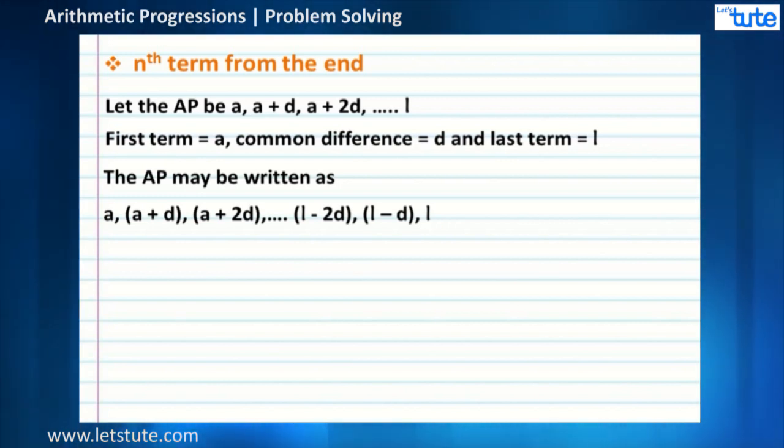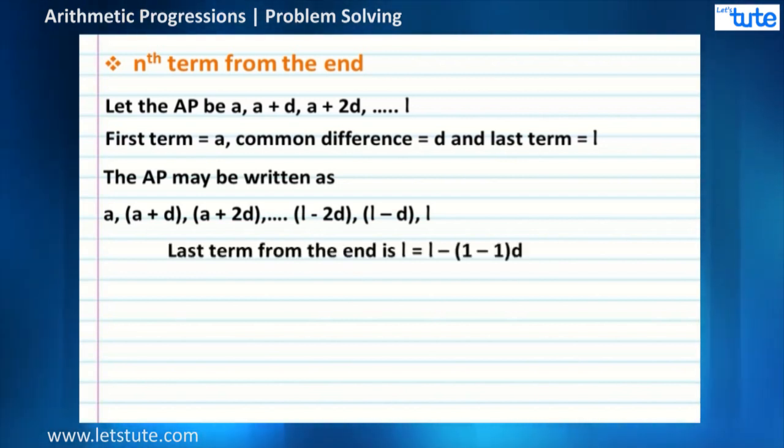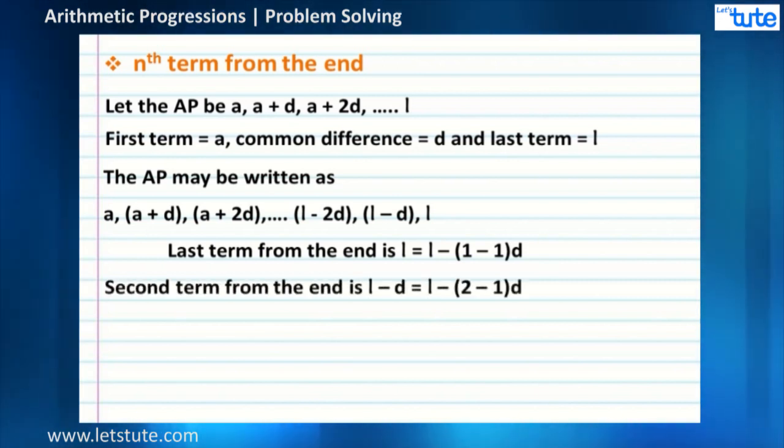Now in order to find out the last term from the end, we can write L also as L minus 1 into D. So 1 minus 1 becomes 0, 0 into D is 0. So L is equal to L. Now the second last term from the end is L minus D, as the second last term is less than the last term and it is less by a constant difference. So we write L minus D.